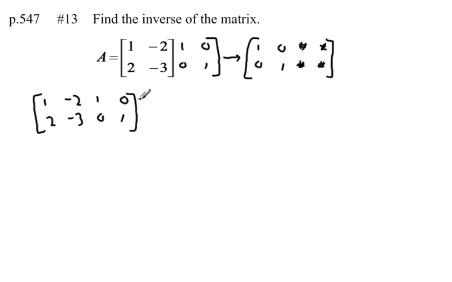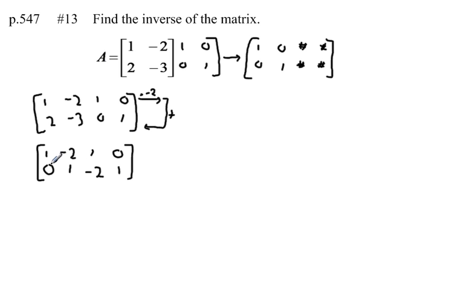And I can do that by multiplying the top row by negative 2 and adding it to the bottom row. If I do that, the top row will be unchanged. So I'll just bring that down. The new bottom row is going to be 1 times negative 2 is negative 2, plus 2 is 0. Negative 2 times negative 2 is 4, plus negative 3 is 1. 1 times negative 2 is negative 2, plus 0 is negative 2. And 0 times negative 2 is 0, plus 1 is 1.